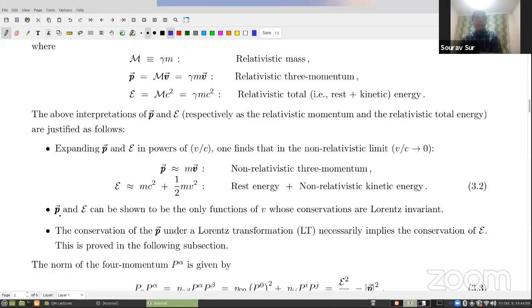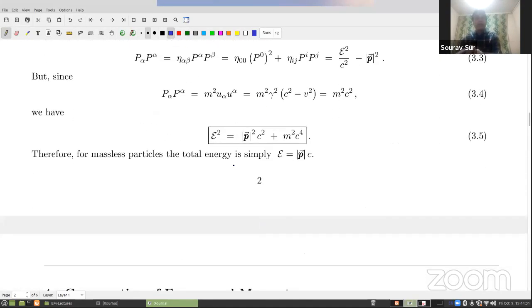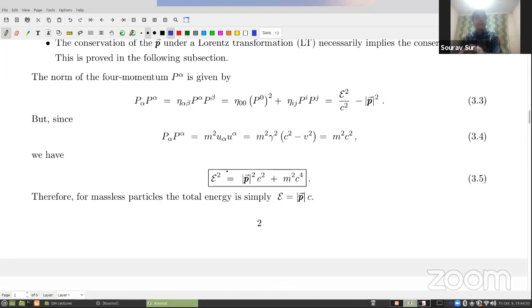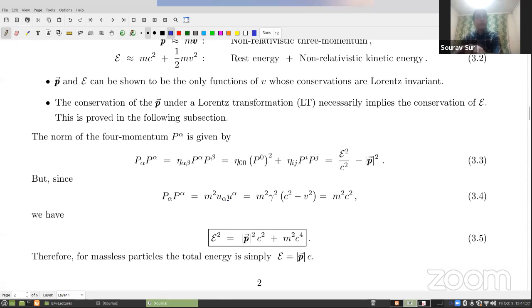The second thing is that P and E can be shown to be the only functions of v whose conservations are Lorentz invariant, but I'll not prove that right here. The conservation of P under a Lorentz transformation necessarily implies the conservation of E. And the proof is given here. The proof is given below. Where's the proof?